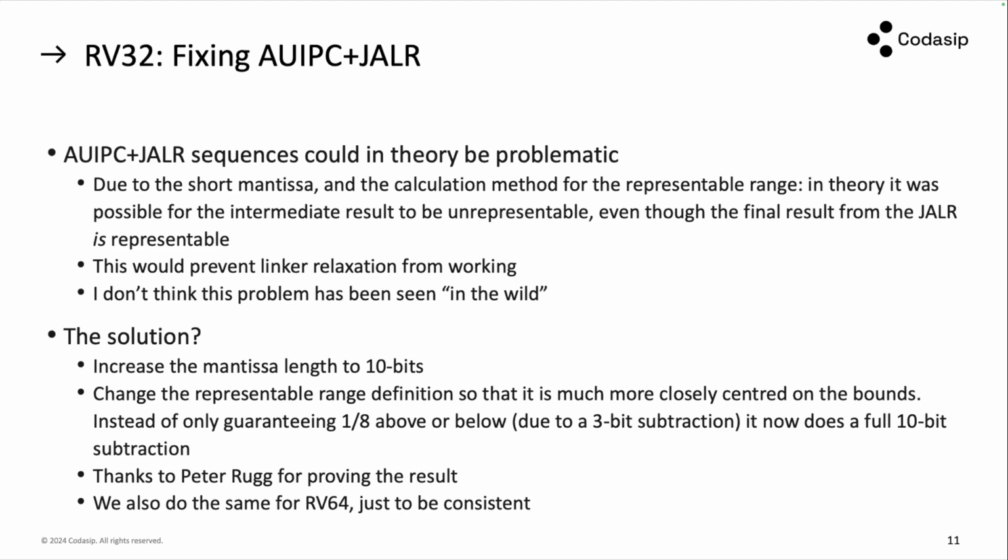So part of the solution was to increase the mantissa length, which we wanted to do for better precision anyway. But also we changed the definition of the representable range, so it was more accurately centered on the bounds. I think that took a long time to get through, but Peter did prove it. He's here somewhere, I'm sure. And we're happy with the result, and it's merged. Pull request is merged, and RV64 has the same scheme. So the upshot of that is the representable range definition changed fairly recently.